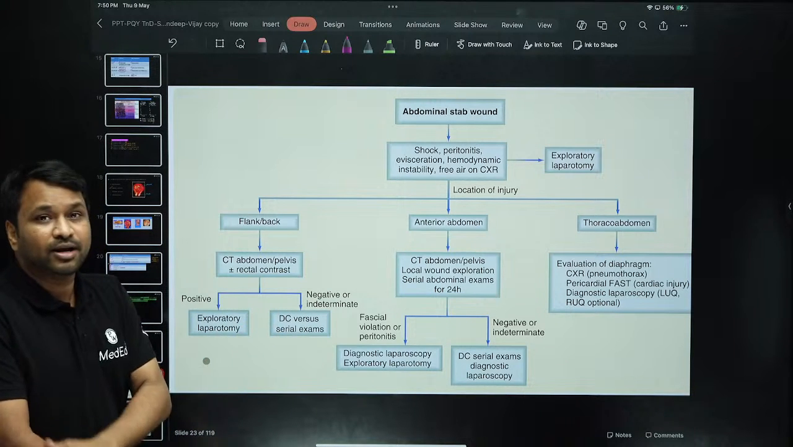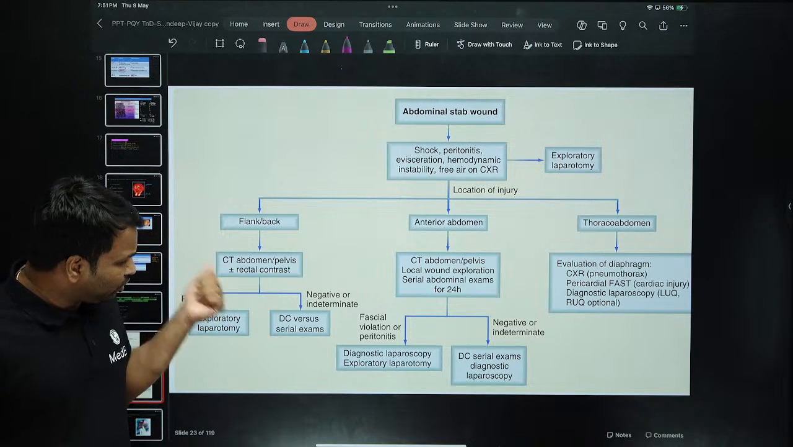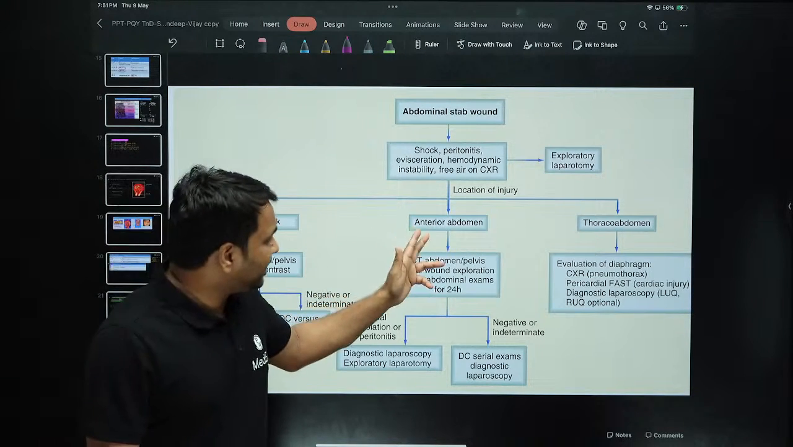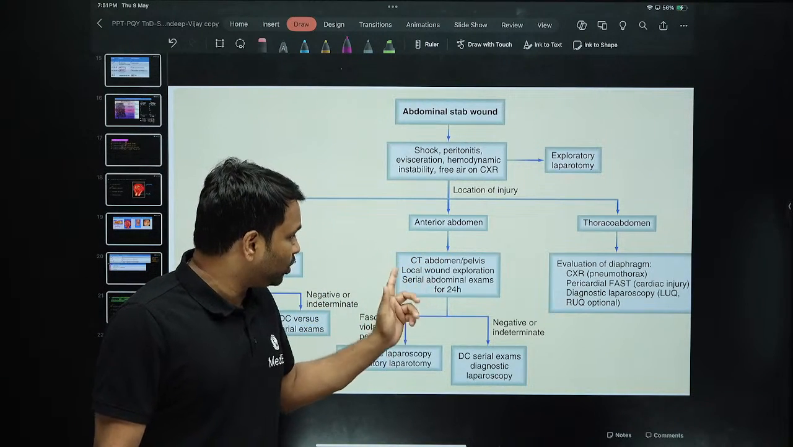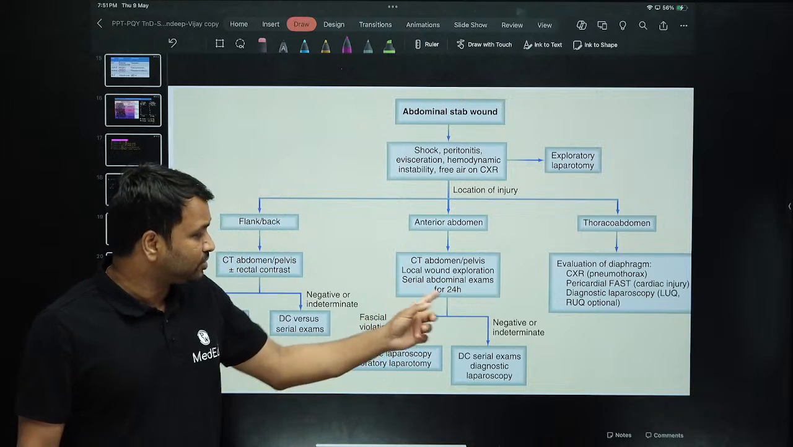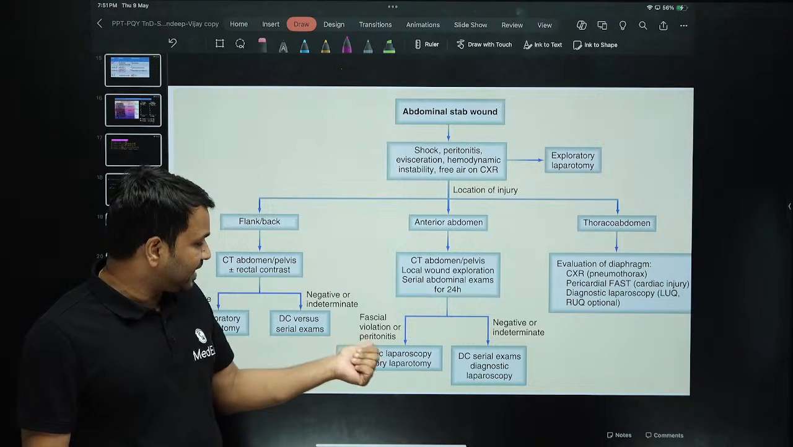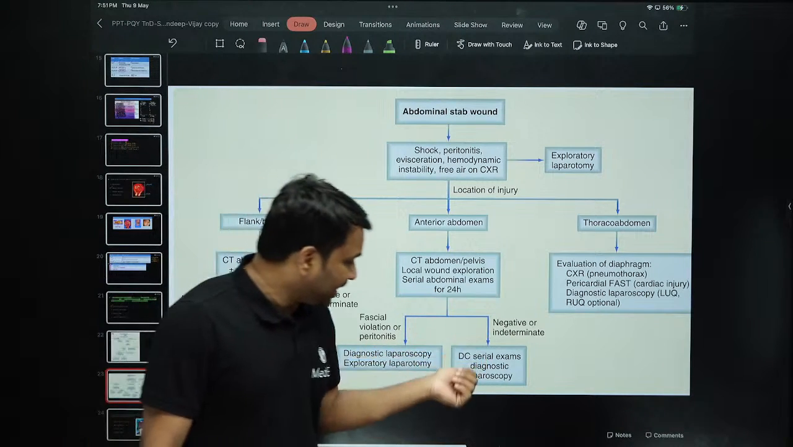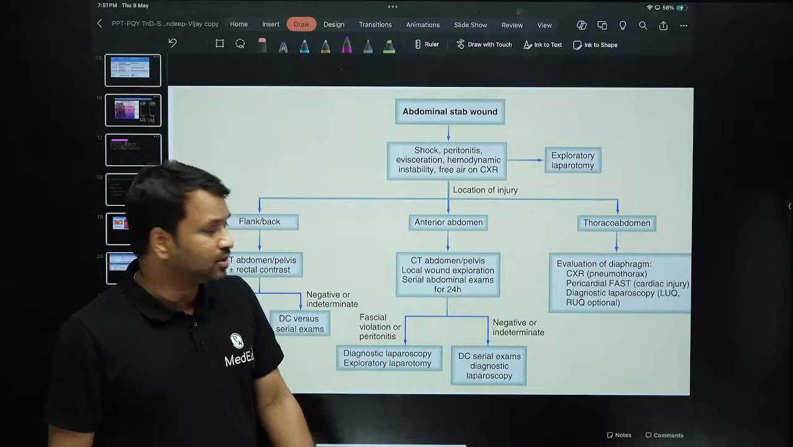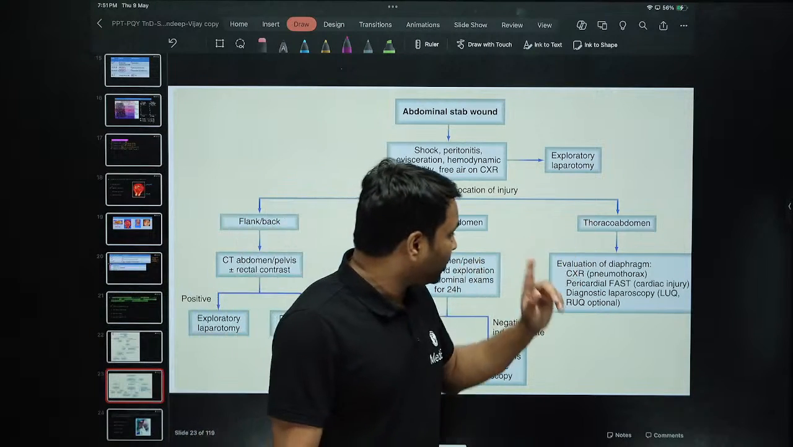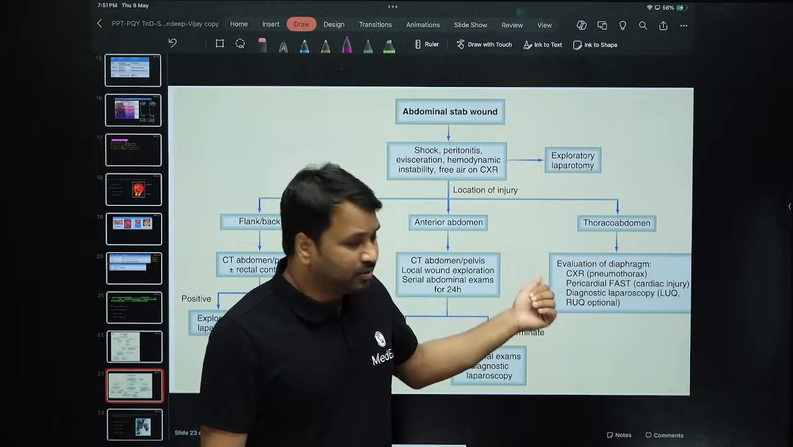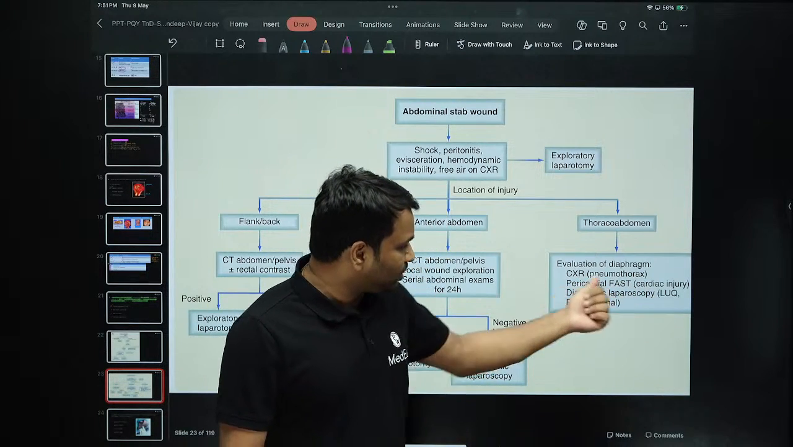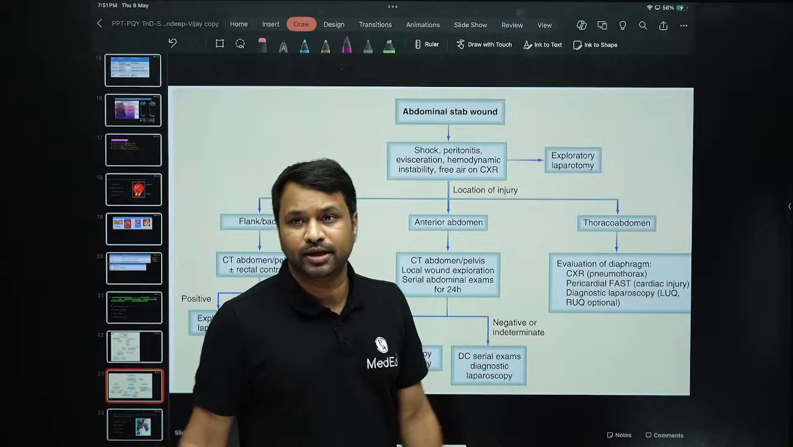Positive, laparotomy; negative, discharge versus serial exam. When you talk about serial exams, you look for other components as well. We'll talk about it. If the injury is in the anterior abdominal wall, you will do CT, local wound exploration, and serial abdominal examination for 24 hours. If there is any peritonitis, do a diagnostic laparoscopy and then an exploratory laparotomy. If negative, discharge with serial examination; diagnostic laparoscopy is to be done. In the thoraco-abdomen, what is there? Evaluation of the diaphragm. Chest X-ray you will do for pneumothorax. Pericardial FAST for cardiac injury. Diagnostic laparoscopy for the abdominal injuries.